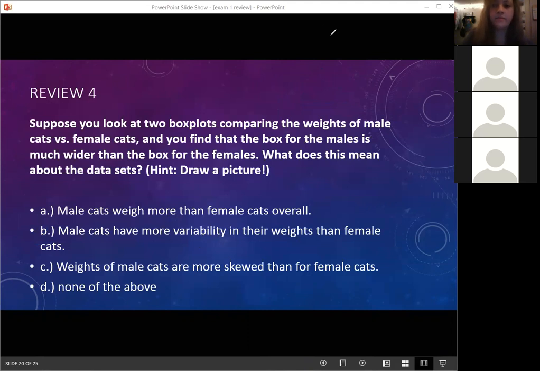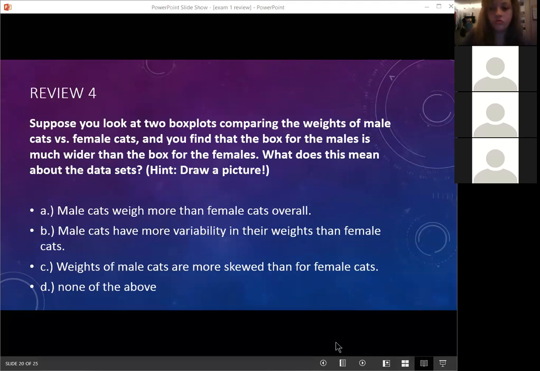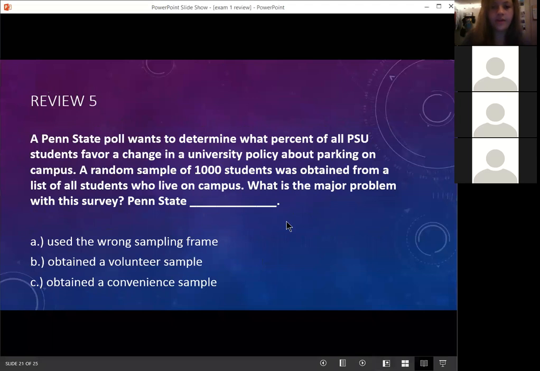All right. A Penn State poll wants to determine what percentage of all PSU students favor a change in the university policy about parking on campus. A random sample of 1,000 students was obtained from a list of all students who live on campus. What is the major problem with this survey? What do you think about this one?